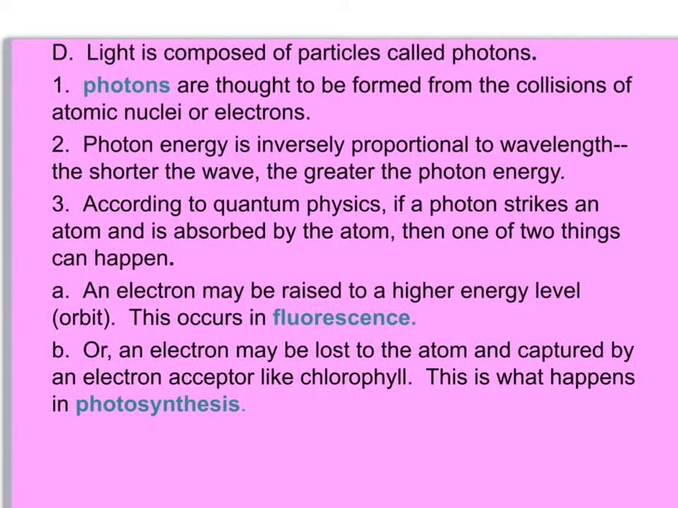The ones that have the most photon energy are the ones I mentioned that would harm your tissues. According to quantum physics, that's like teeny tiny physics, if a photon strikes an atom and is absorbed by that atom, then one of two things is going to happen. The electron might be moved to a higher energy level, and this is what causes fluorescence, or the electron might be lost to the atom and captured by an electron acceptor such as chlorophyll. And this is what happens in photosynthesis. When the light photon strikes, it is captured by electron acceptors in chlorophyll.